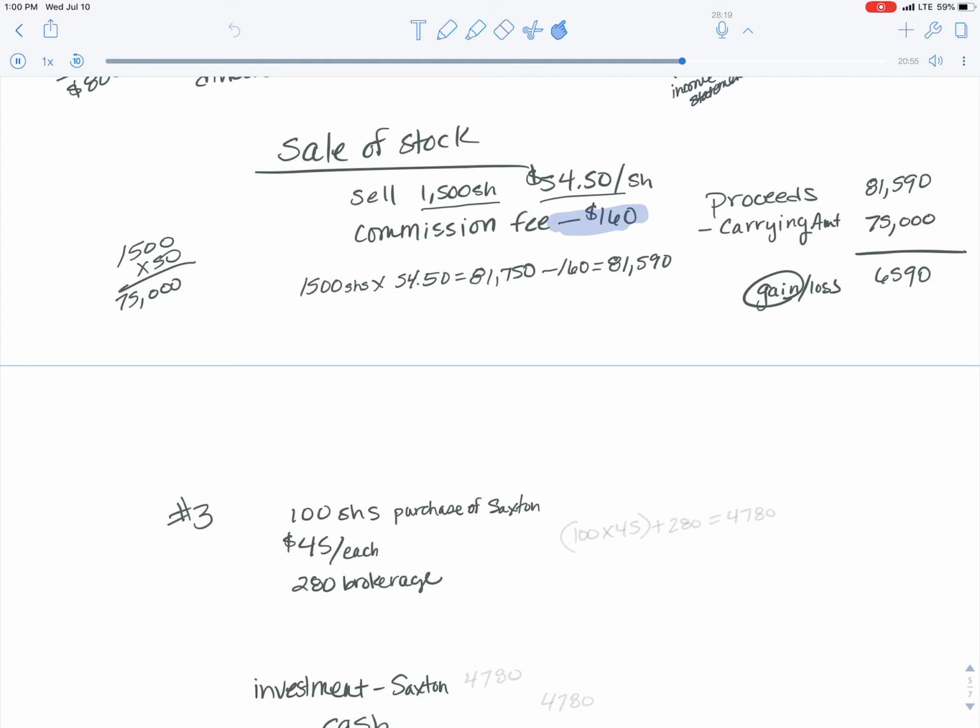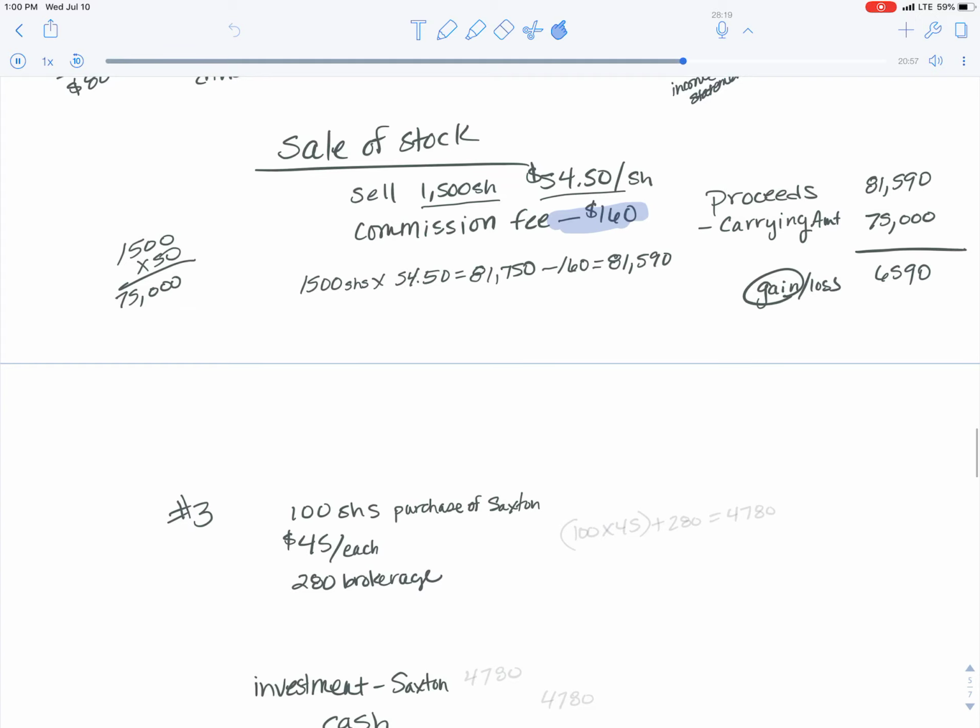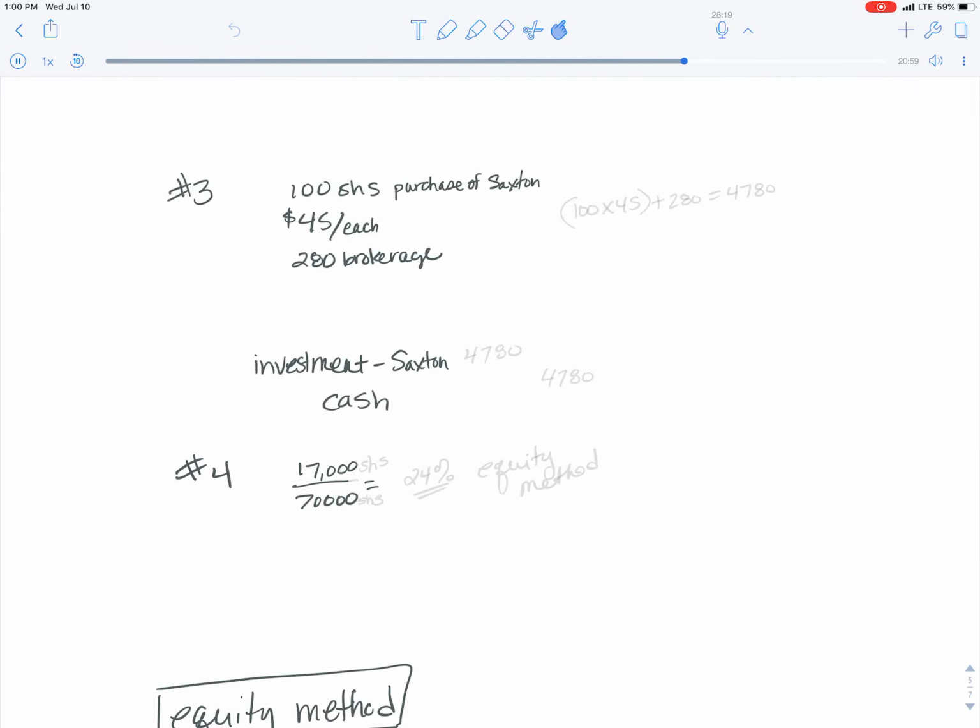Okay? So let's do a couple more questions here. If we're going to purchase 100 shares of Saxton Company for $45 each, and there's a $280 brokerage fee, let's see, what would that entry be?